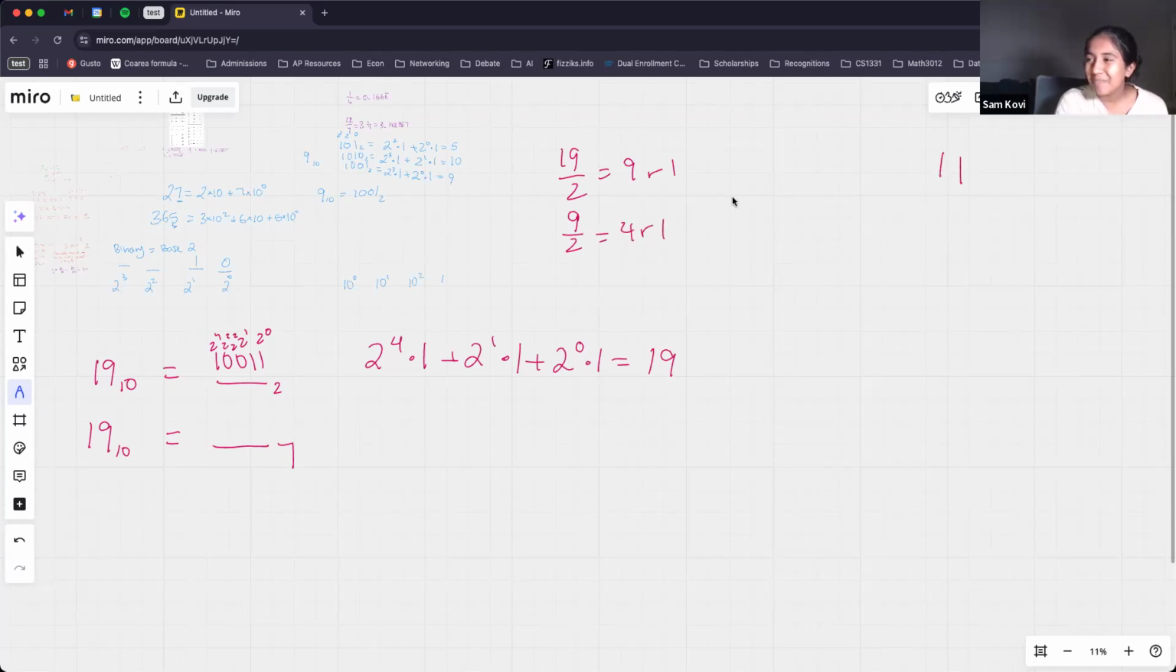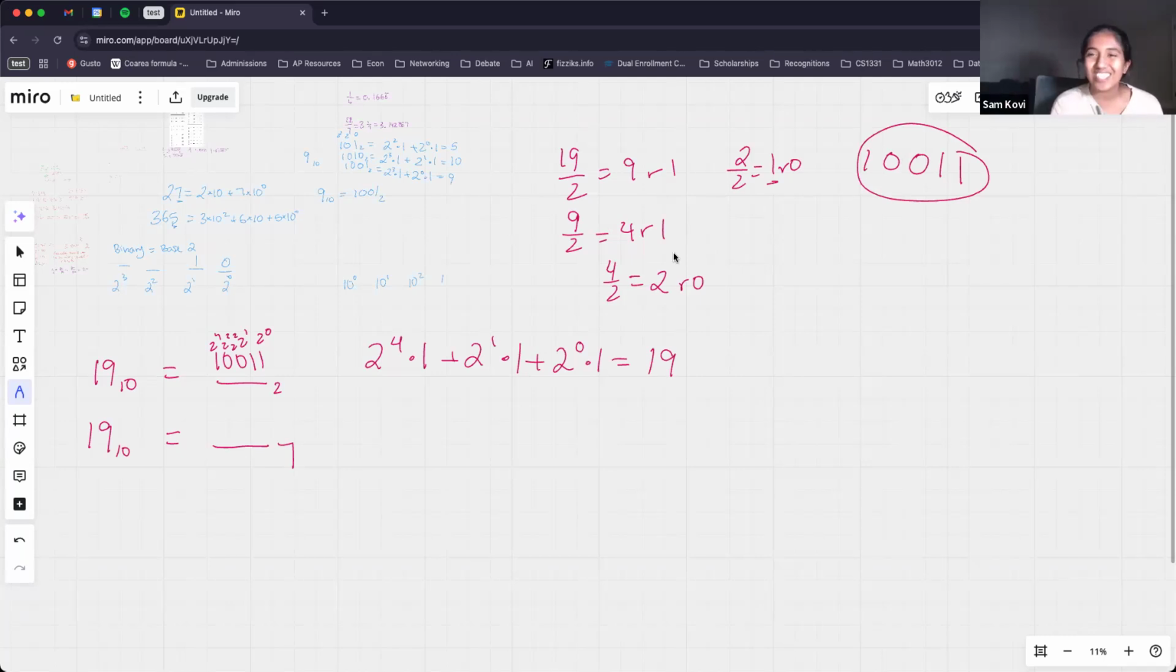4. 4 with a remainder of 1. So I write down that 1, and then I divide 4 by 2. What do I get when I do 4 divided by 2? 2 with no remainder, so I'm going to write a 0. What do I get when I do 2 divided by 2? I get 1 with a remainder of 0, so I write down another 0, and then I write down my last digit of 1. So this is my final answer.